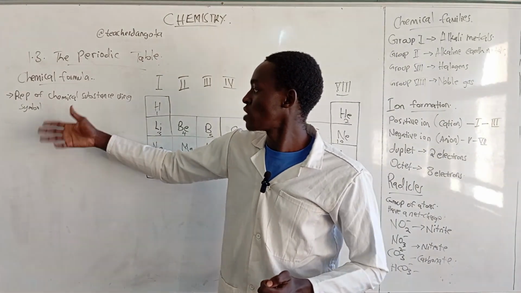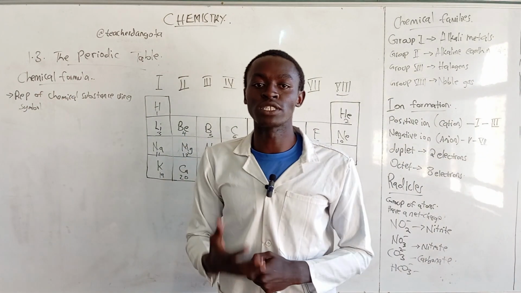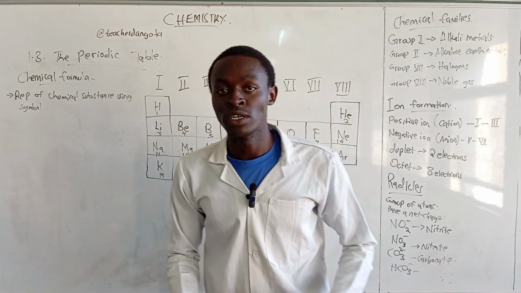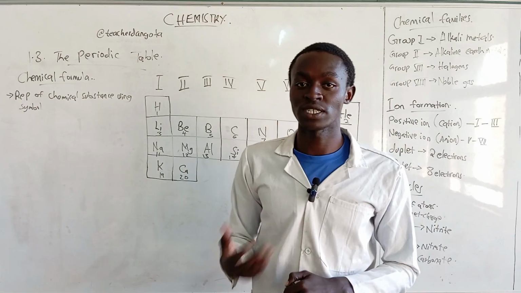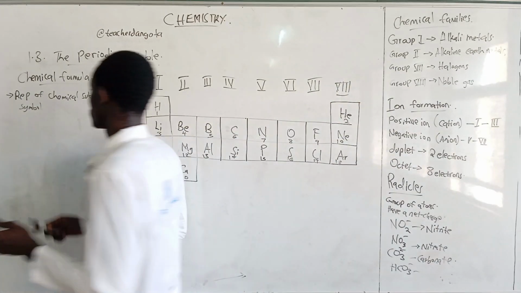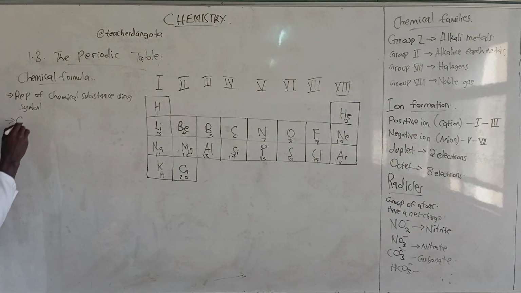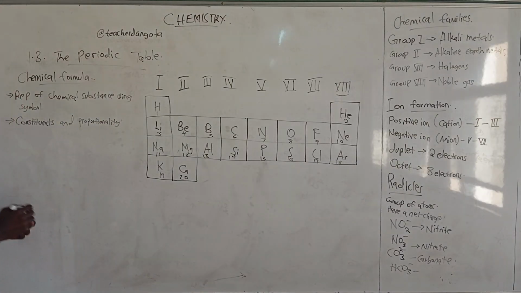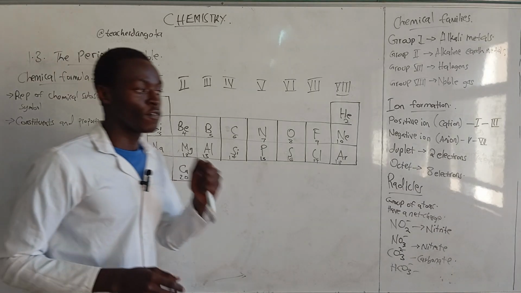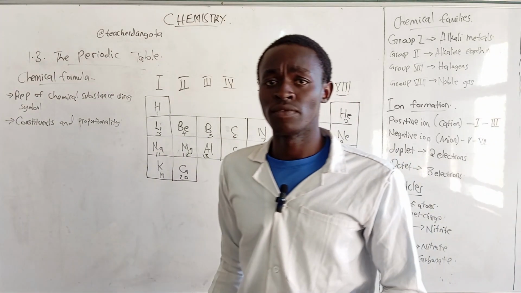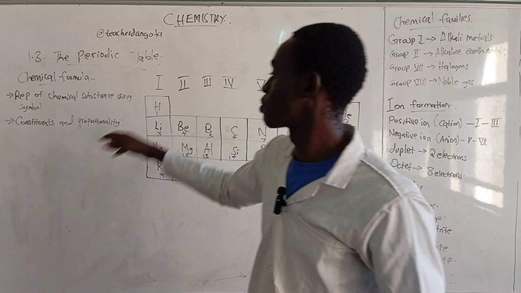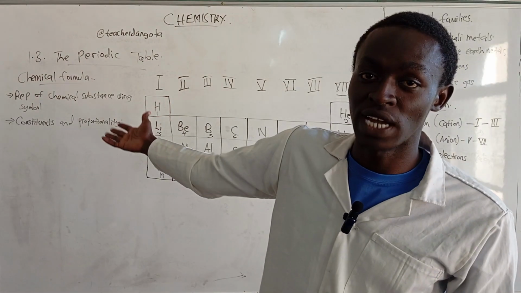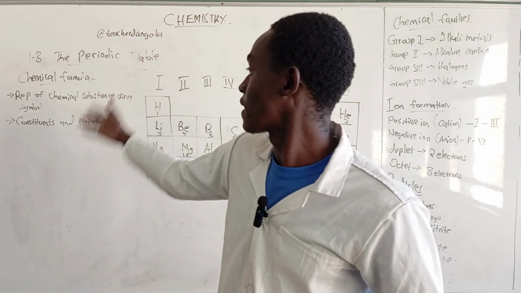Something that is so good about a chemical formula is that it enables us to identify the constituents that make up the chemical substance, and at the same time the proportions, the proportionality of the substances. So it plays a very good role in knowing the constituents and the proportionality. Let me give some examples.